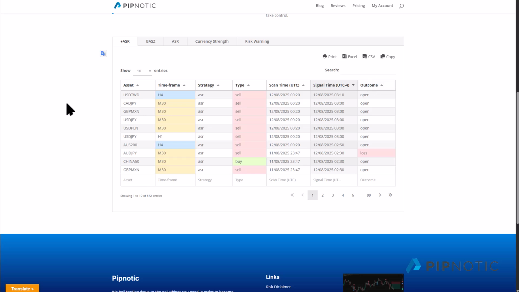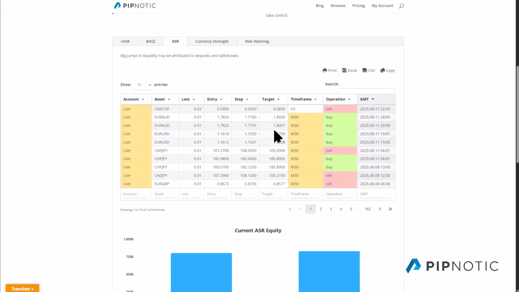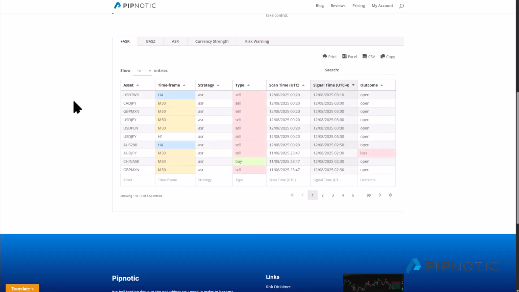Anyway, I just wanted to talk about the dashboard and the new dashboard that you can see here. This is showing us the plus ASR, and I call it plus ASR just to show that it's different than the normal ASR. The difference between this one and this one is, first of all, this one is the EA running on people's computers and posting trades, and this one is a piece of software that I wrote that runs on the web server.